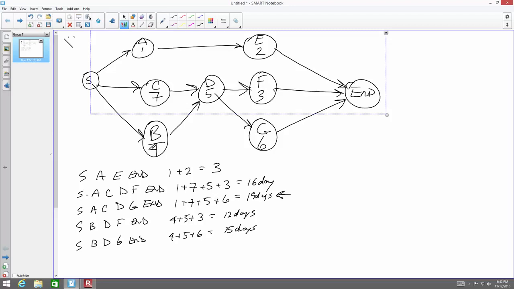So float is how many extra days you would have to complete a task that is not on the critical path. So in this particular case, because G is in this critical path line, G is a critical path activity, therefore there is zero float.